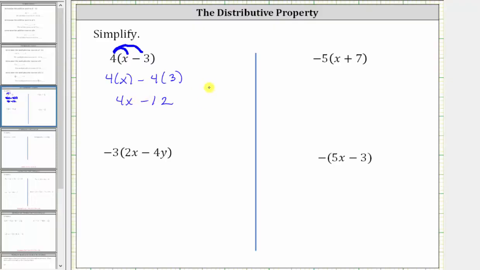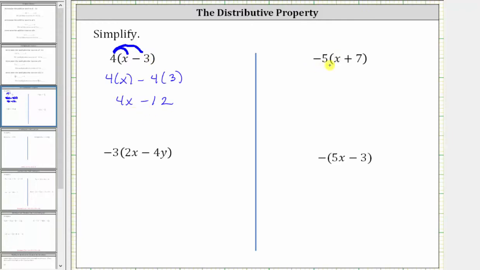Now I do want to mention, this is formally what's happening, but often we think of the two products as 4 times x, which is 4x, and then because of the subtraction, we can think of the next product as 4 times negative 3. Remember, minus 3 is equivalent to plus negative 3, and since 4 times negative 3 is negative 12, instead of writing plus negative 12, we write minus 12, which is equivalent.